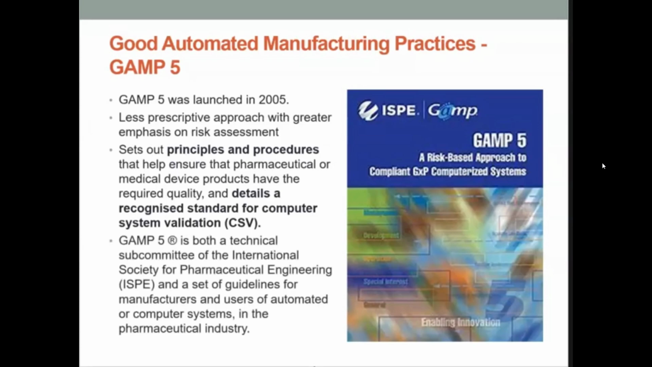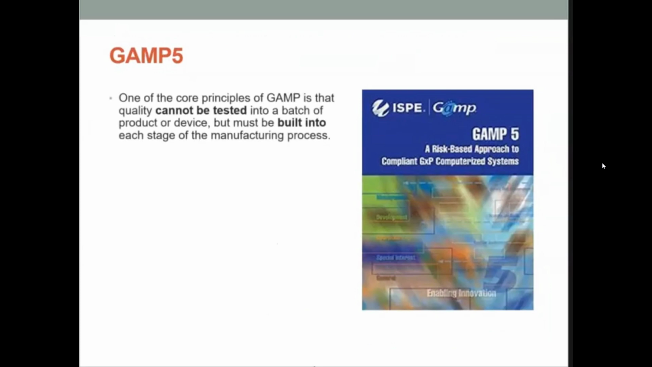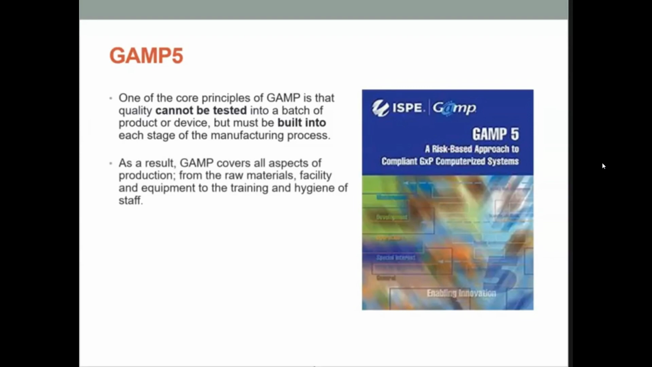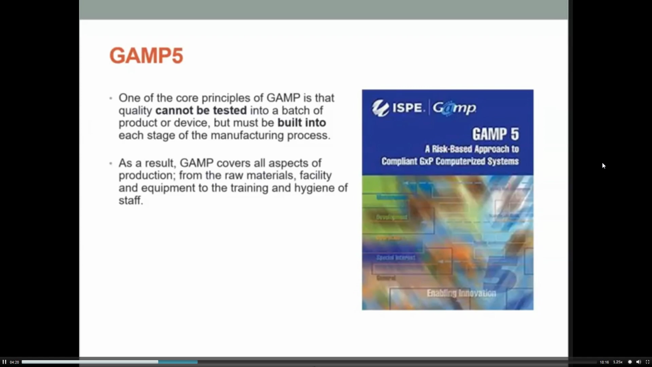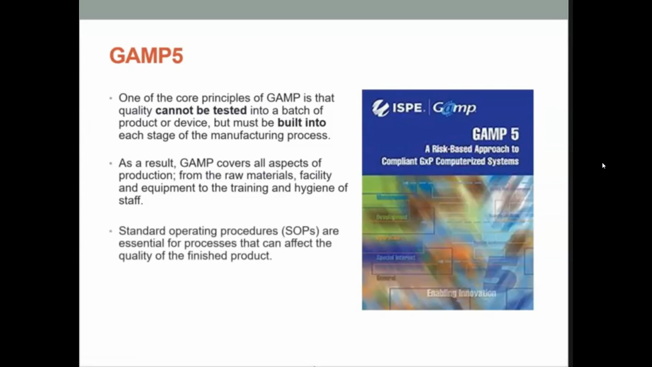GAMP5 is both a technical subcommittee of the International Society for Pharmaceutical Engineering, the ISPE, and it's also a set of guidelines for manufacturers and users of automated or computer systems in the pharmaceutical industry. One of the core principles of GAMP is that quality cannot be tested into a batch of product or a device, but must be built into each stage of the manufacturing process. As a result, GAMP covers all aspects of production, from the raw materials, the facility and equipment, to the training and the hygiene of staff. Standard operating procedures are essential for processes that can affect the quality of the finished product. Electronic signatures and electronic records are also covered in GAMP5.